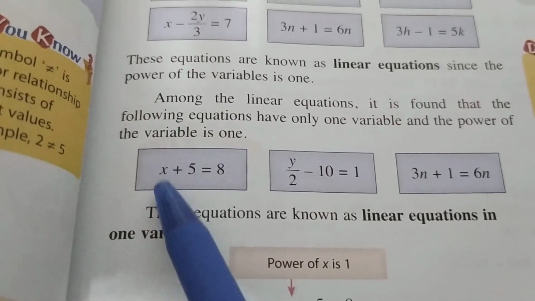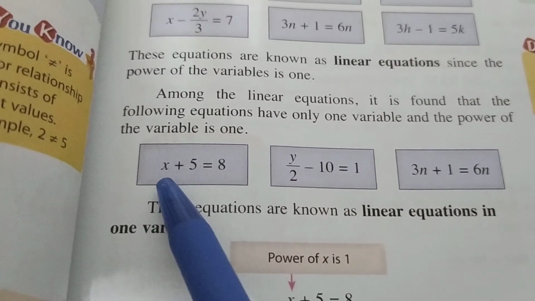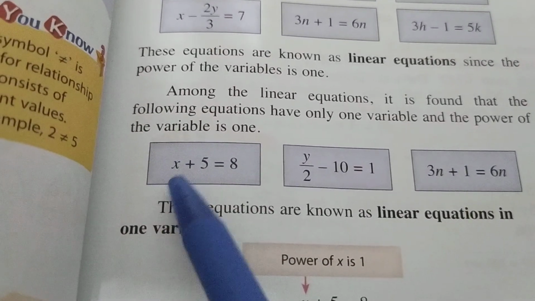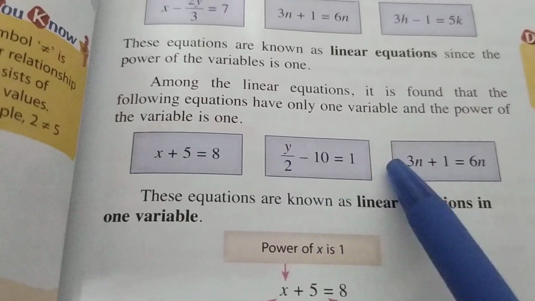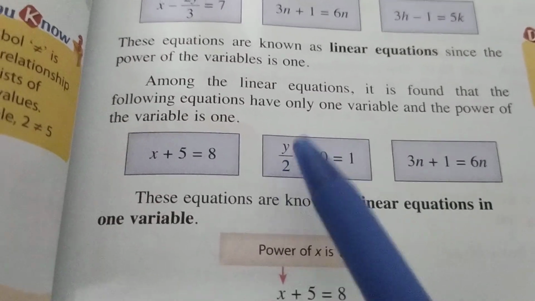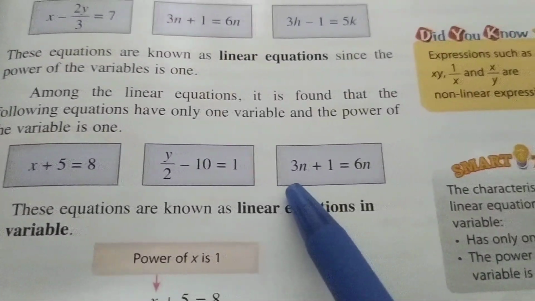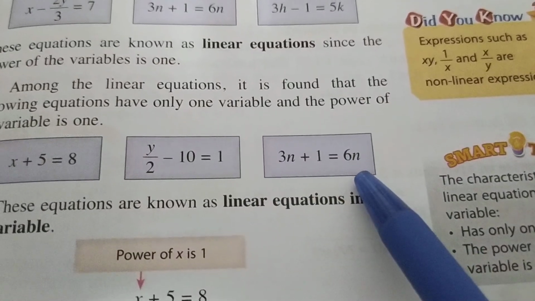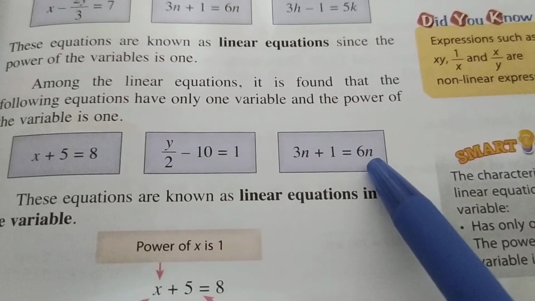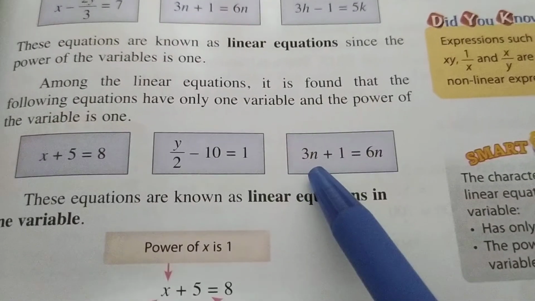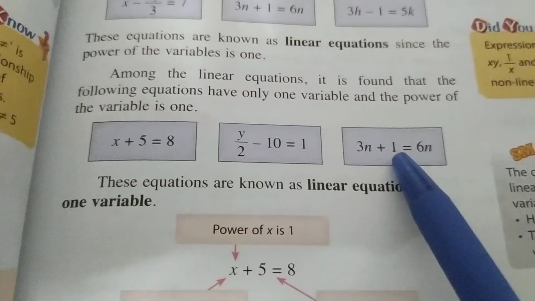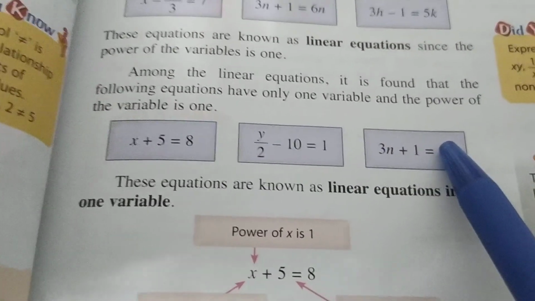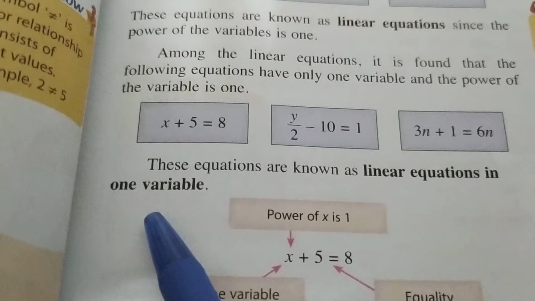For the variable x, the power of x is also 1. So for this equation we have one variable which is x. For this equation we have one variable which is y, and the power of y is also 1. And for this equation we have one variable which is n. The power of n is 1. So these three equations are linear equations in one variable.